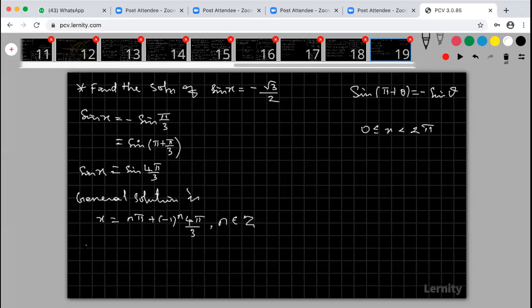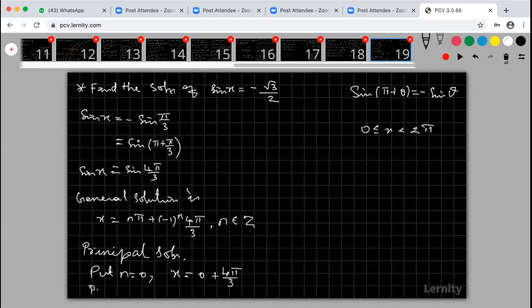Okay, check that. So therefore the principal solution is... suppose if you want the principal solution, from the general solution we can easily find out the principal solution. Put n is equal to 0 in the general solution. My x is equal to, this is 0, here it is minus 1 the whole power 0, which is 1. This is 4 pi by 3. This 4 pi by 3 is less than 2 pi. Therefore, this is one solution.